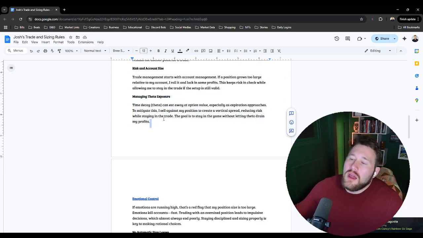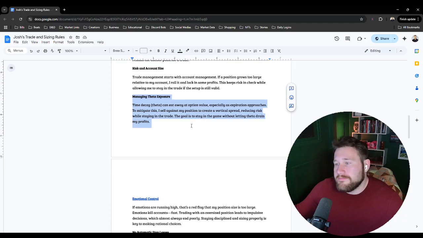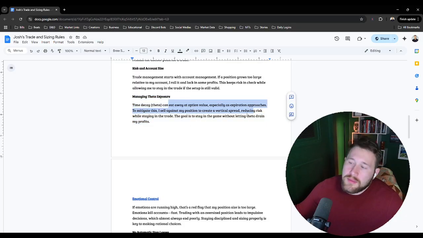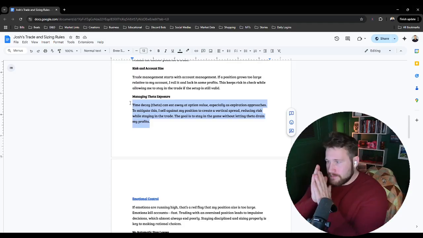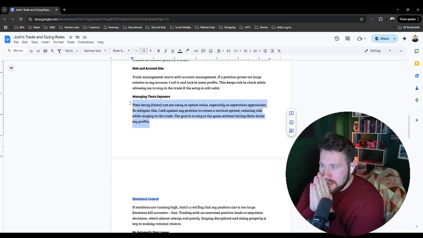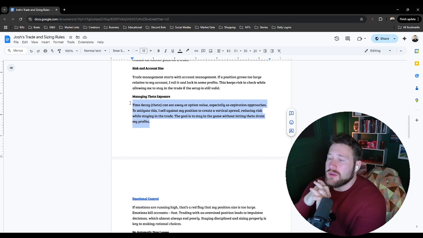Managing theta exposure. Time decay can eat away at option value, especially as expiration approaches. To mitigate this, I sell against my position to create a vertical spread, reducing risk while staying in the trade. The goal is to stay in the game without theta draining my profits. Now, I don't actually do this very often, but it is a different way.